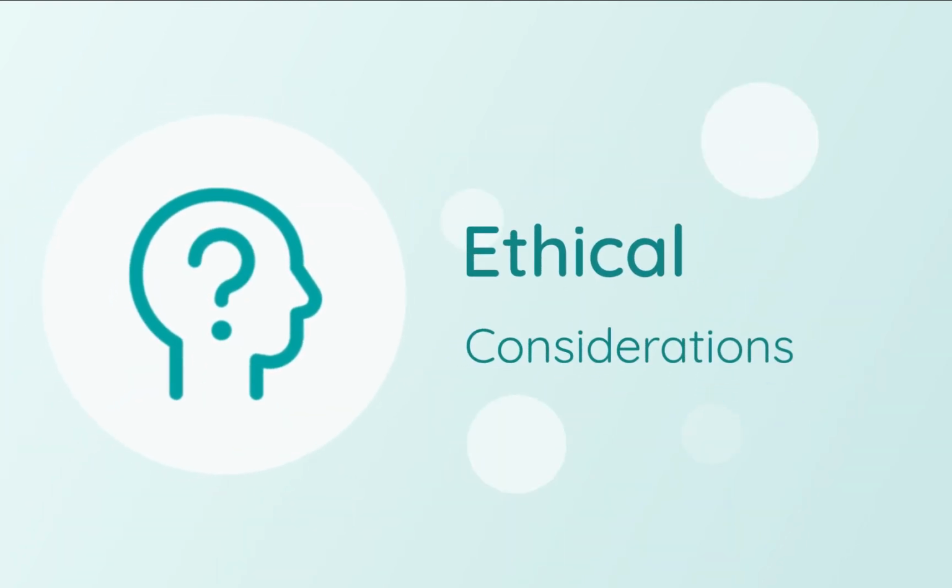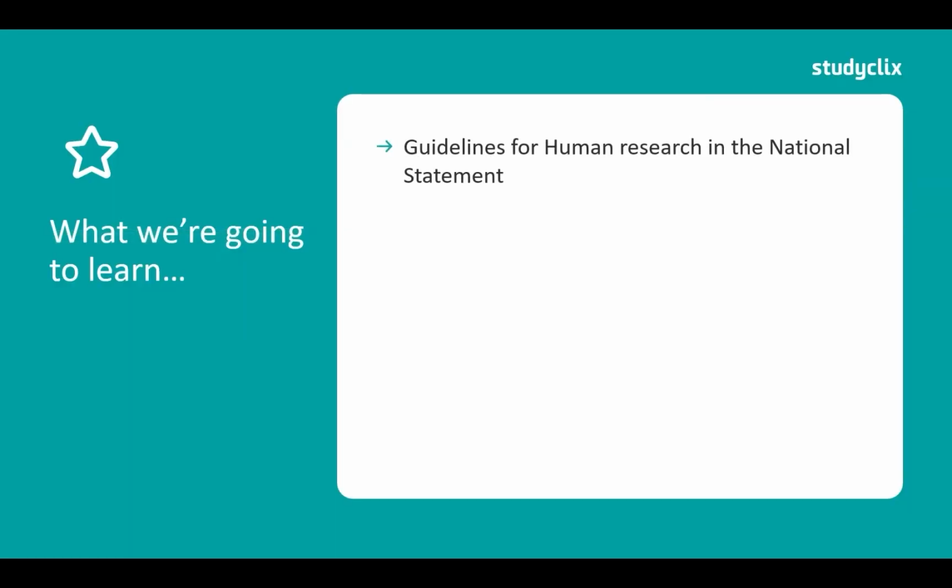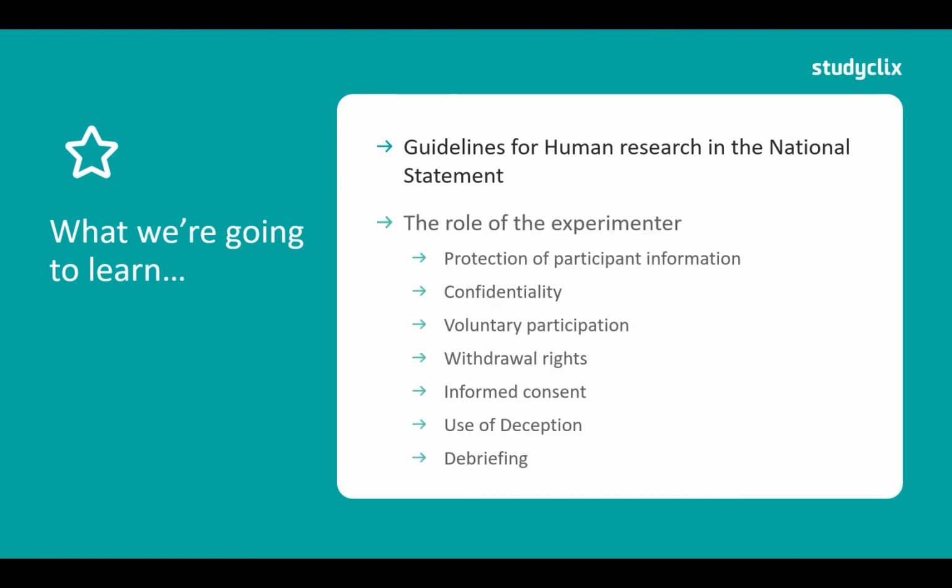Today we're going to be going through some research methods, specifically ethical considerations. So in this video we're going to go through the guidelines for human research as in the national statement, and we're also going to talk about the role of the experimenter. Now this looks like a lot to cover, however most of these are self-explanatory and we'll move through them pretty quickly.